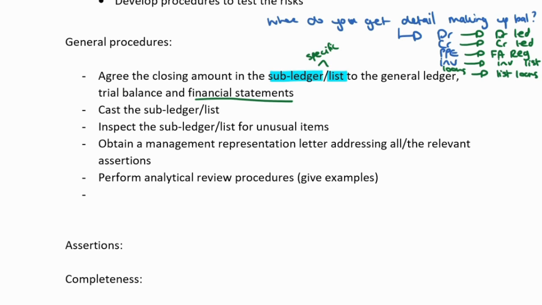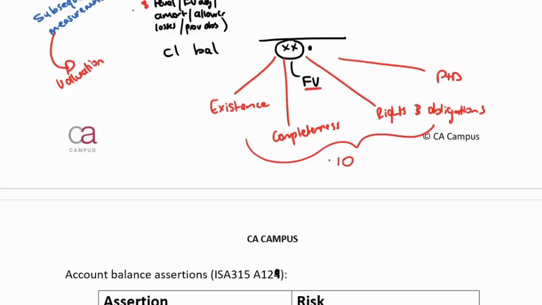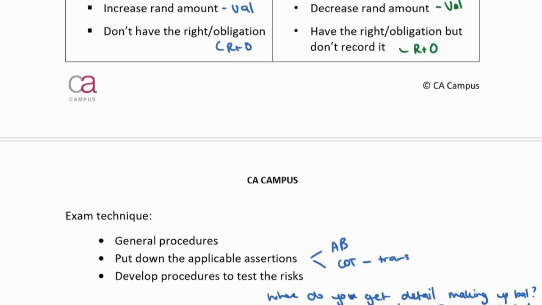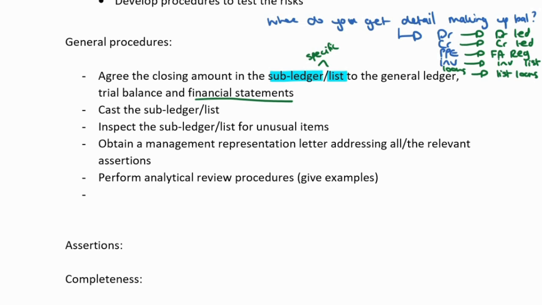Then I need to make sure that that total does actually add up. Look here, if we look at our account balance, we can see that there is a whole calculation to get to this closing amount. I must make sure they haven't just put a random amount here and then put that random amount in the financial statements, and check that they do actually reconcile so I'm comfortable. I must make sure that this really does add up to 100. Okay, so I go and I cast that list or subledger, once again making this specific to the balance that I'm auditing.